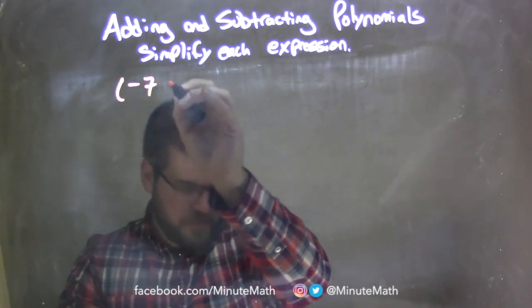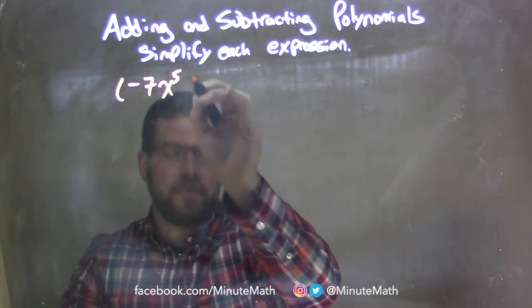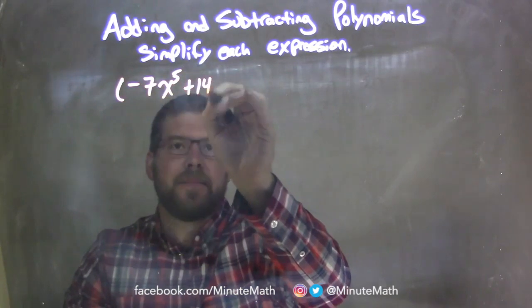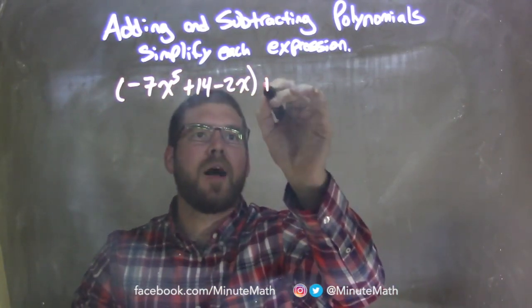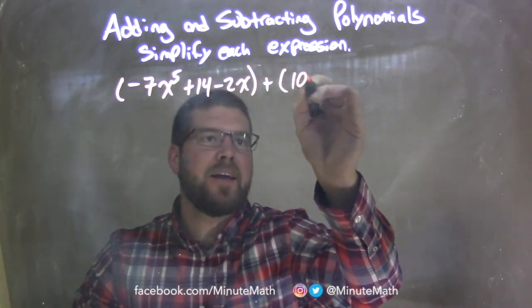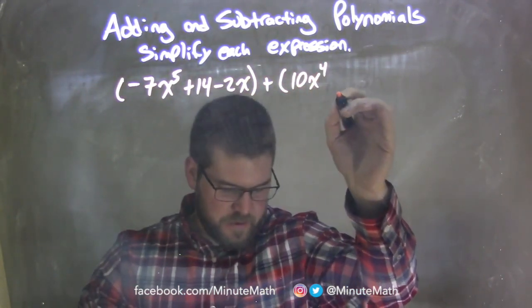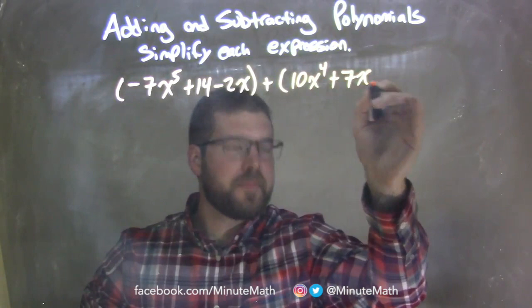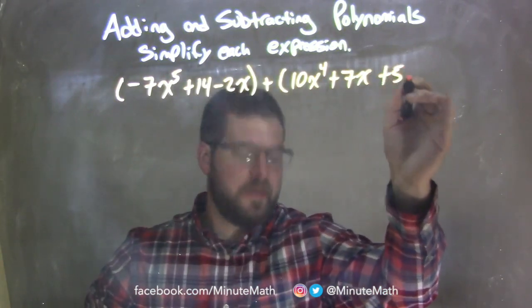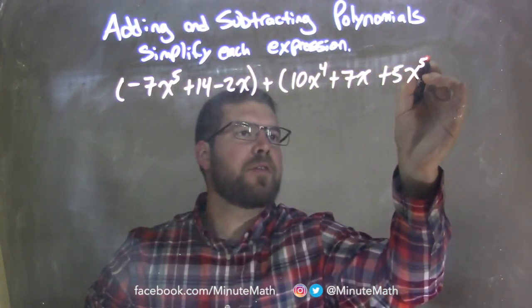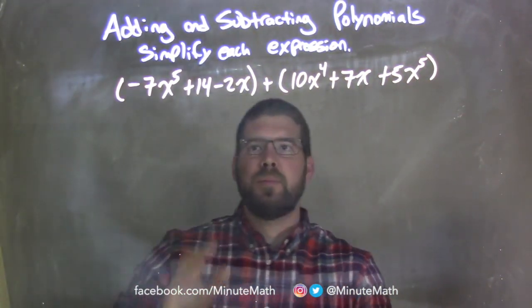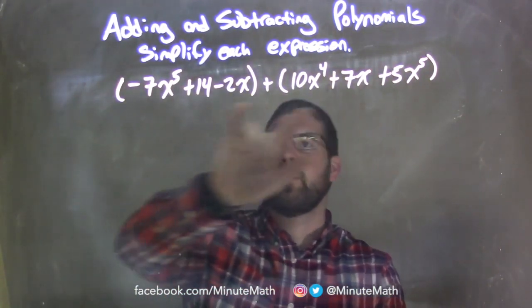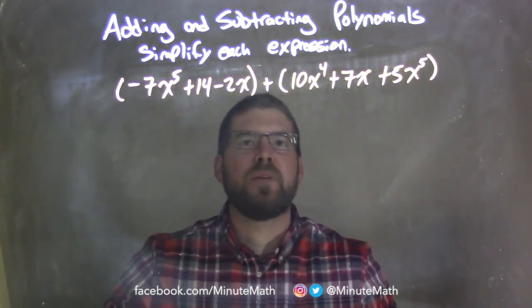Parentheses, negative 7x to the fifth plus 14 minus 2x, and parentheses, plus, parentheses, 10x to the fourth plus 7x plus 5x to the fifth. Okay? Well, what I want to do now is I look into both my parentheses. Can I simplify anything? No, there's no like terms in either one.